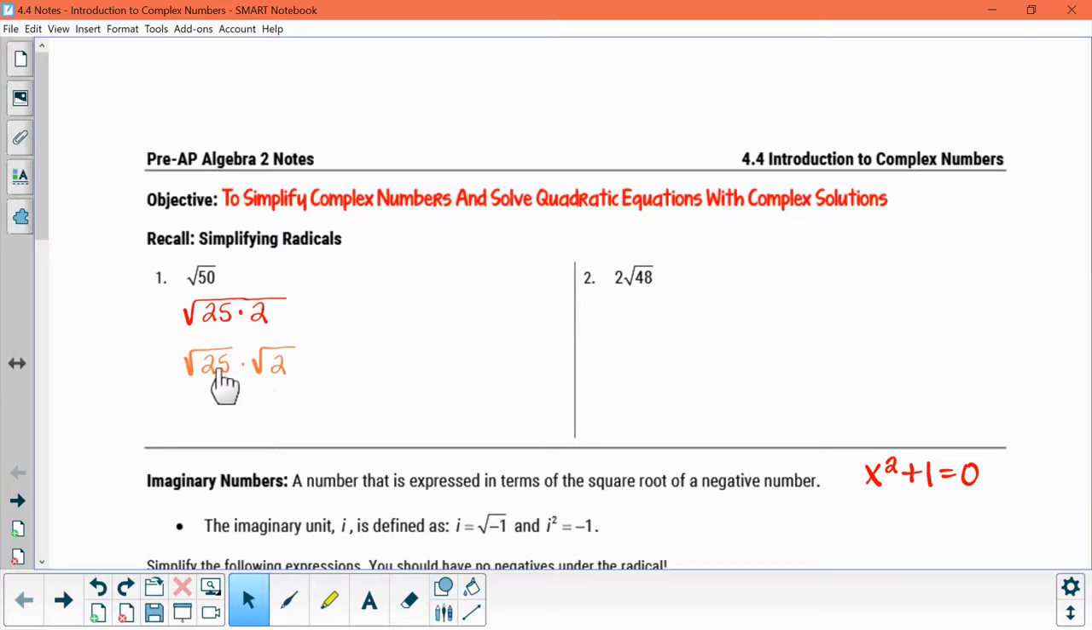Well, now I know the square root of 25 is 5. The square root of 2 is a decimal value. This is a non-calculator problem. I'm just going to leave it as the square root of 2. My final answer is 5 square roots of 2.